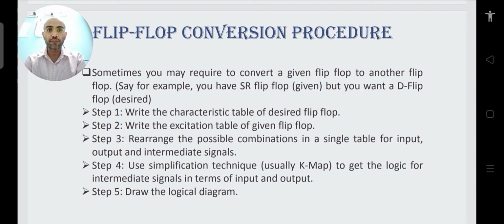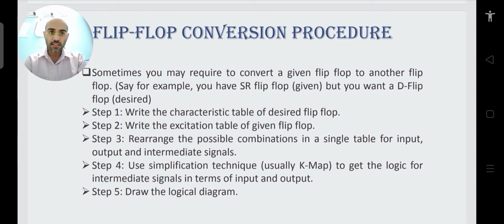Then after combining them in an equation in a single table, which you have done in step 3, in that table you write the inputs, outputs and the intermediate signals. Then you simplify that with the help of K-maps. Filling up the K-maps depending upon how many variables you have, make the K-maps and fill up the entries in the K-map, and after simplifying the K-map, you get the simplified logic expression.